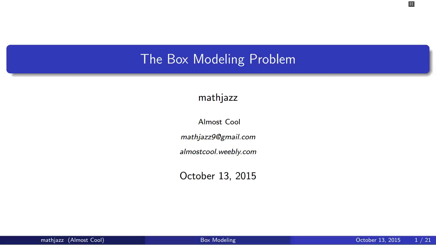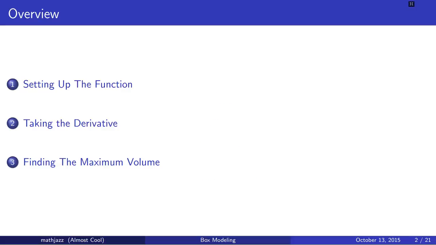This is the third video in our series of videos on the box modeling problem. In videos 1 and 2, we set up a function to describe the volume of a particular box, and we took the derivative of that function. In this video, we will use the derivative to figure out what the maximum volume of this box is.